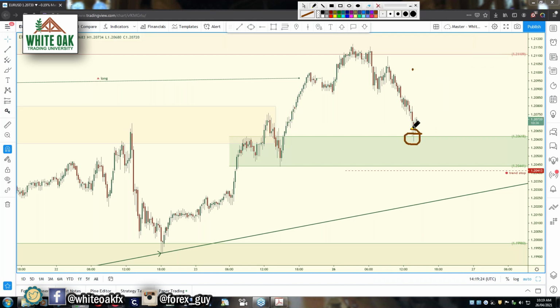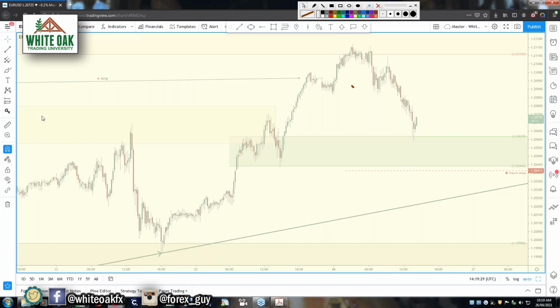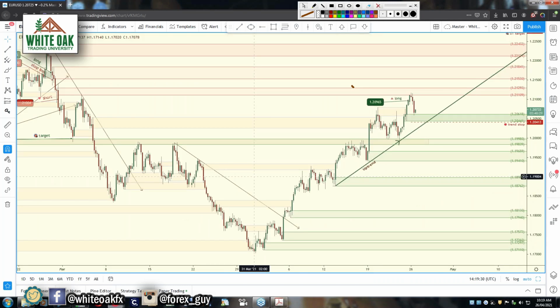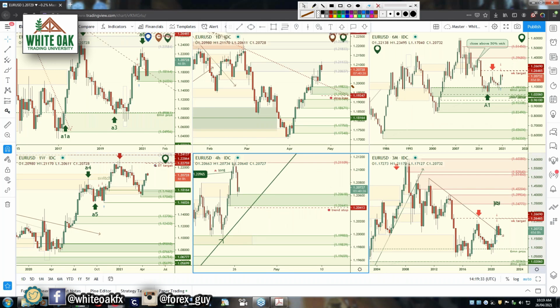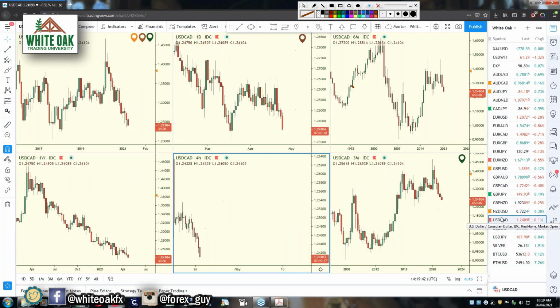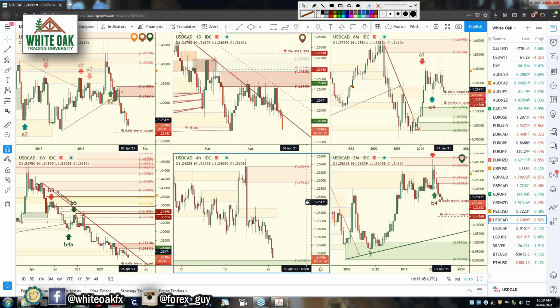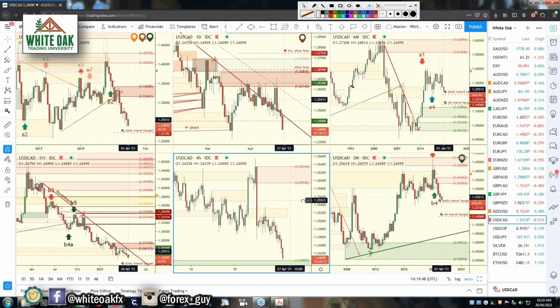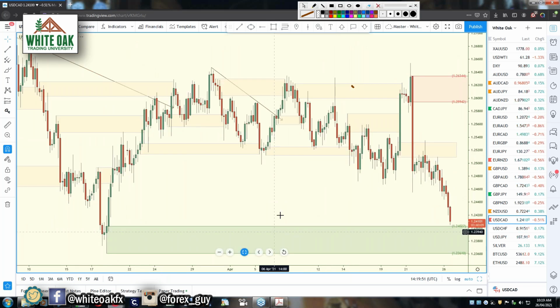Nice reaction so far. Yeah, there we go, USD CAD. Nice momentum. And you see how they did it, right? See what happened here. This move.